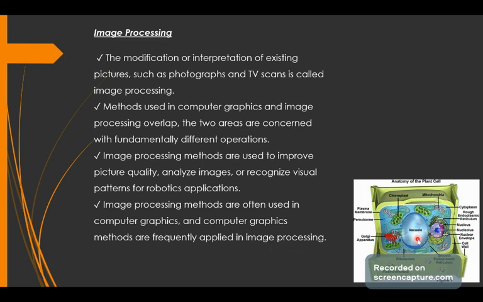In this image, you can see that this is a plant cell. With the help of image processing, we are able to analyze the chloroplast, mitochondria, the cell wall, plasmodesmata, ribosomes, etc.